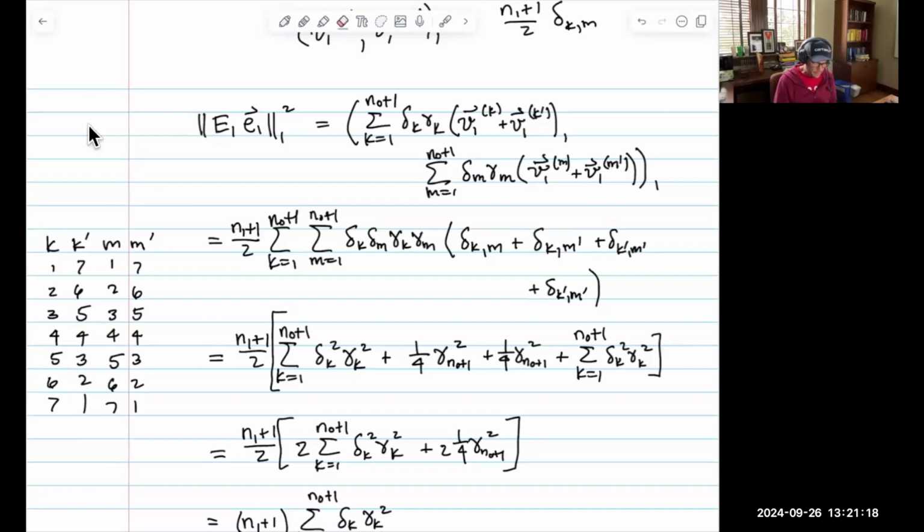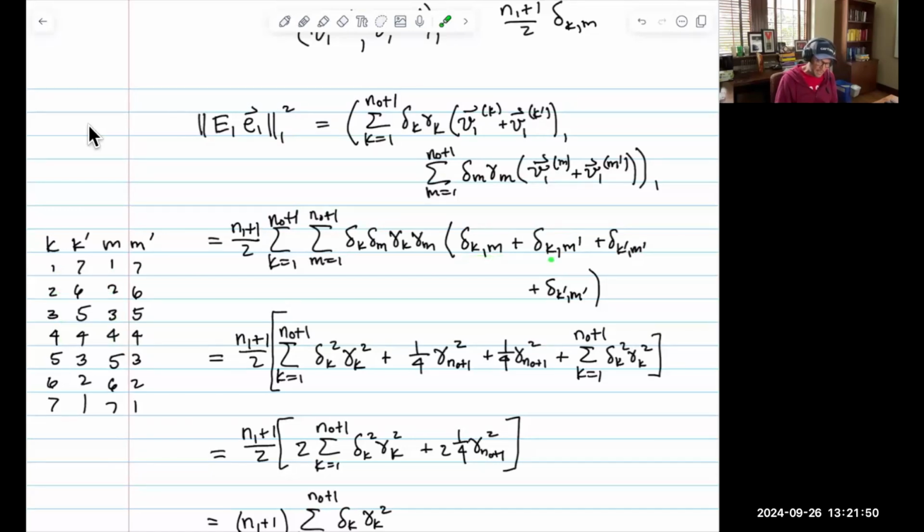And I have to think about when can K and M prime, well, let's do this one first. When can K and M be equal to each other when K and M are in this low frequency range? So 1 to n0 plus 1, 1 to n0 plus 1. Well, in a bunch of places, right? They could be equal to each other there at 2. They could both be 3, and they could both be 4, right? So a bunch of places for that guy.